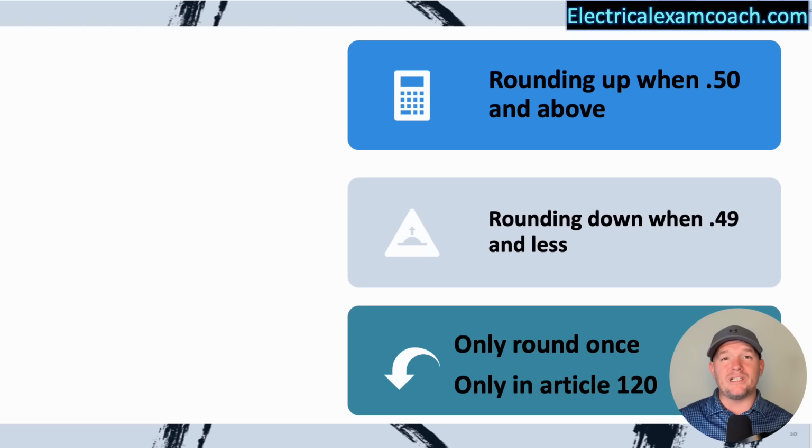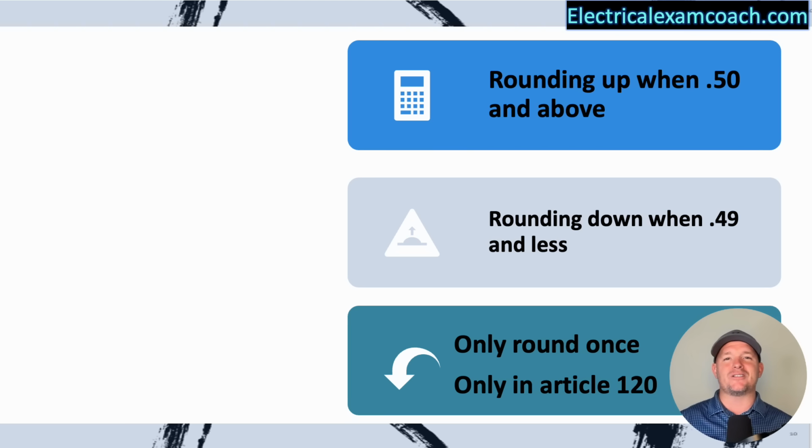When doing Article 120 load calculations, we're going to be rounding up when it's 0.50 and above, and rounding down when it's 0.49 or less. And this type of rounding we're only going to be doing one time. You wouldn't want to round at each micro-step in a calculation. You would end up with a very strange number. Instead, we're going to do our full calculation and then round up or down accordingly. And this type of rounding is only allowed inside of Article 120. Now, there are other parts of the code that deal with rounding in their articles, but this 0.49 and 0.50 business can only be applied in Article 120.